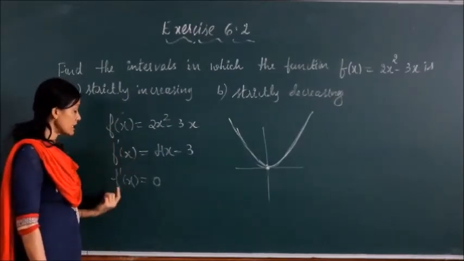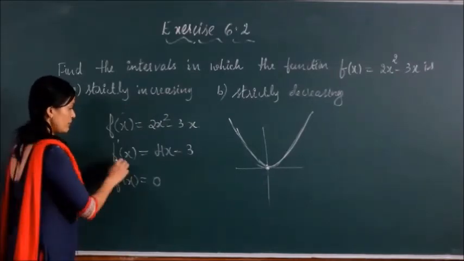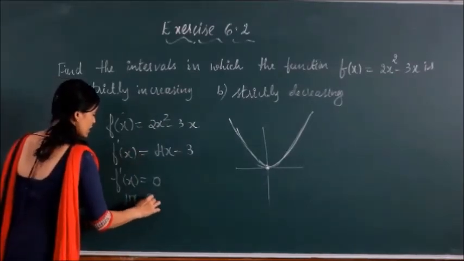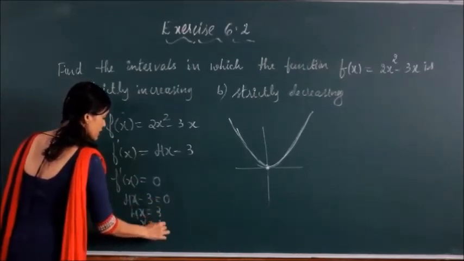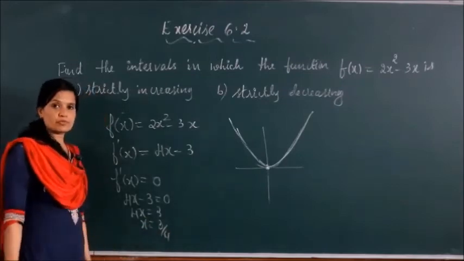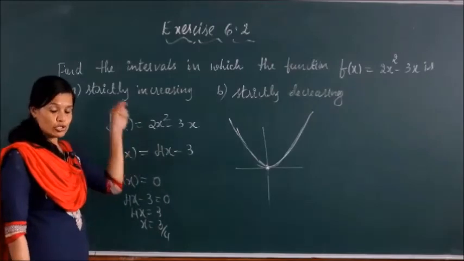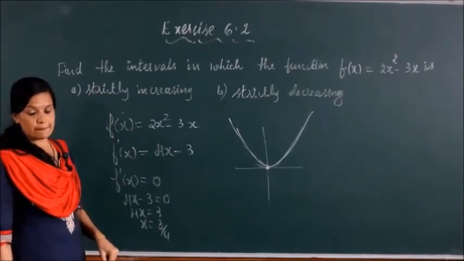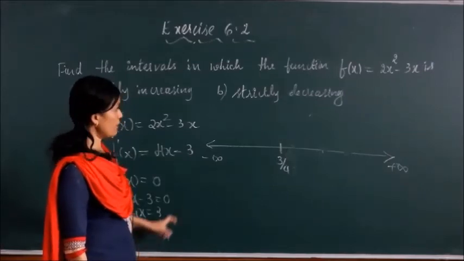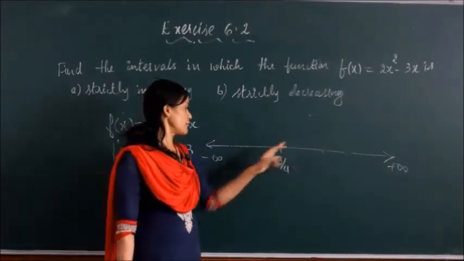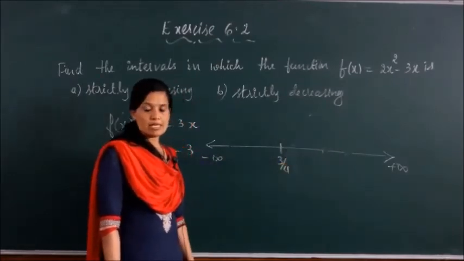So to find the critical point, I am equating f dash of x is equal to 0. That is 4x minus 3 is equal to 0, 4x is equal to 3, x is equal to 3 by 4. So I got one point, x is equal to 3 by 4, and that is the critical point. This point x is equal to 3 by 4 divides the real line into two intervals: one is from minus infinity to 3 by 4, another is 3 by 4 to plus infinity.